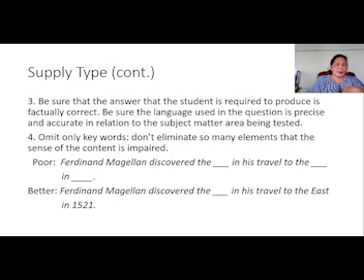Let's look at the example here of a poor item. Ferdinand Magellan discovered a blank in his travel to the blank in blank. That's too choppy. So there should only be, as much as possible, one blank to fill in. Like a better statement would be, Ferdinand Magellan discovered the blank in his travel to the east in 1521. So this has got only one blank to fill in.